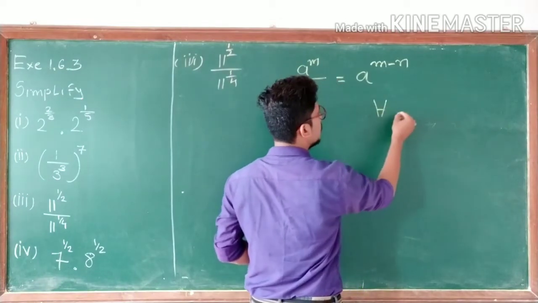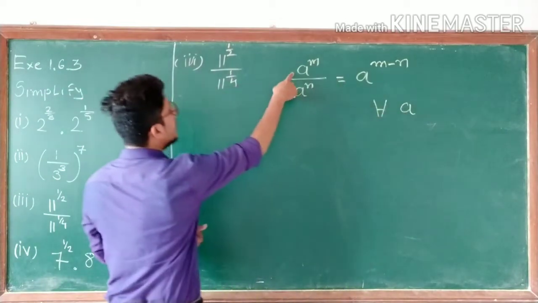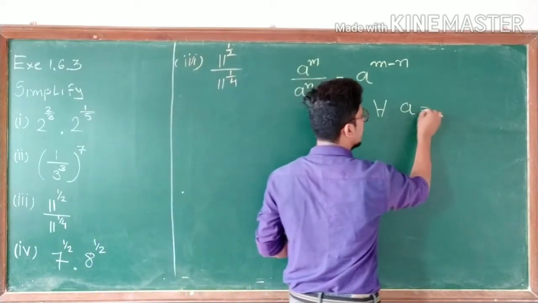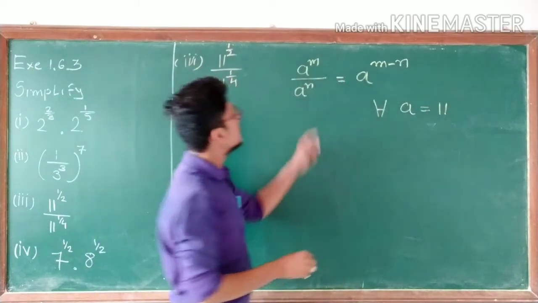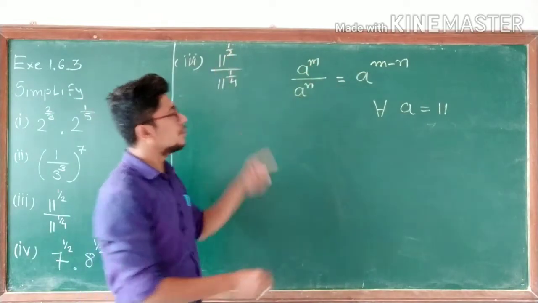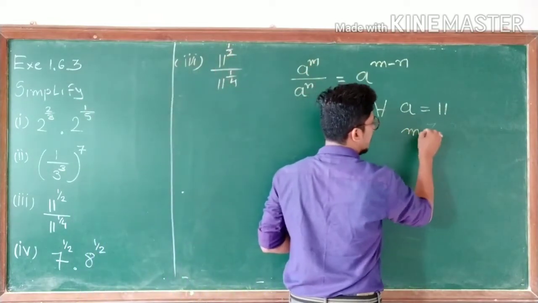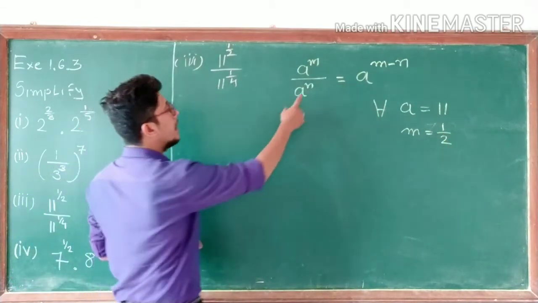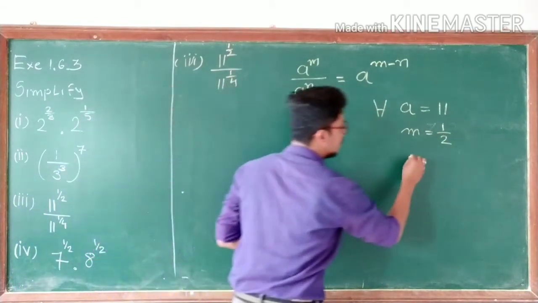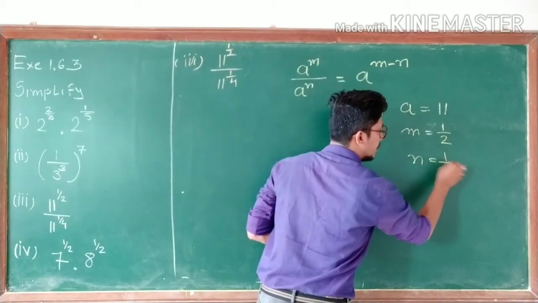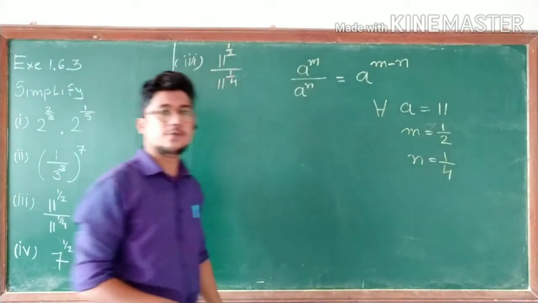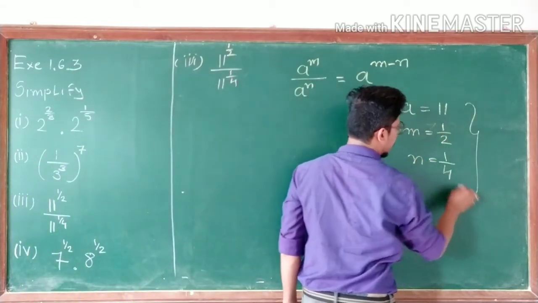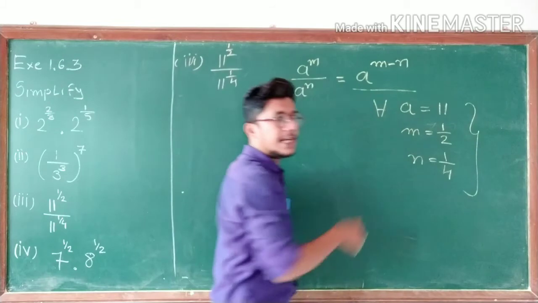Where what was a? a is equal to 11, whereas m is equal to 1 upon 2, and n is equal to 1 upon 4. Yes or no? Yes. Now put all this value into the right hand side of the identity.